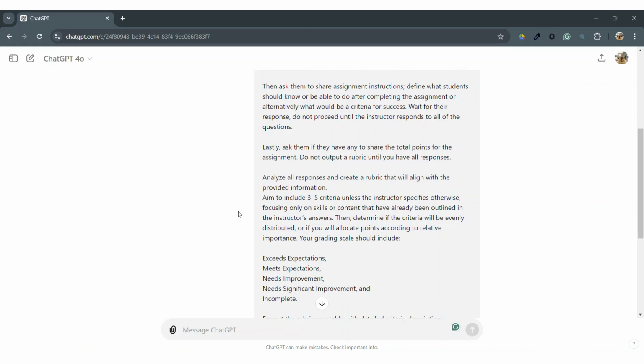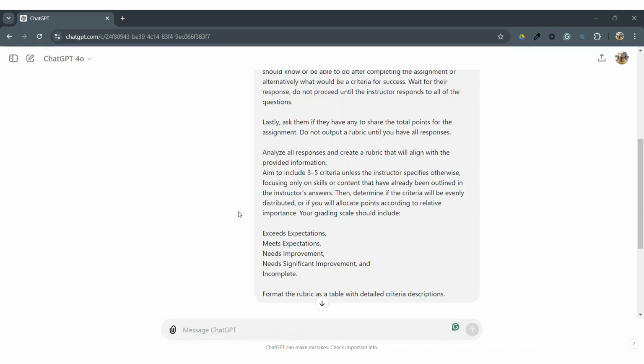We've also provided some formatting and expectations for ChatGPT to follow when creating a rubric. Feel free to pause this video and familiarize yourself with those criteria, but I would say that they are pretty standard to the best practices in rubric generation.